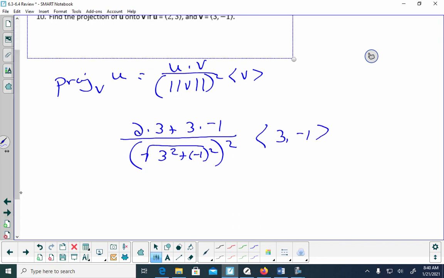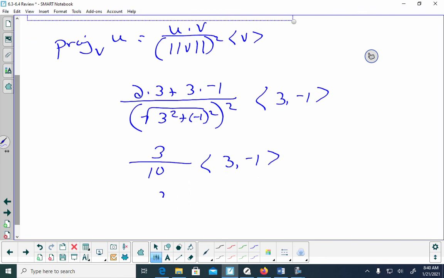So this will be 6 minus 3, which will just be 3. And then this is 9 plus 1, which is 10, the square root of 10 squared, so this will be 10. So 3 tenths times 3, negative 1. And then when I distribute, I'm going to have 9 tenths, negative 3 tenths. And that is going to be my projection of u onto v, which we call W1.